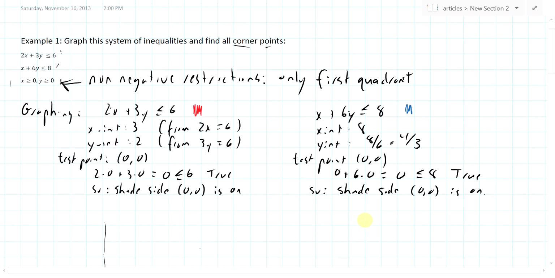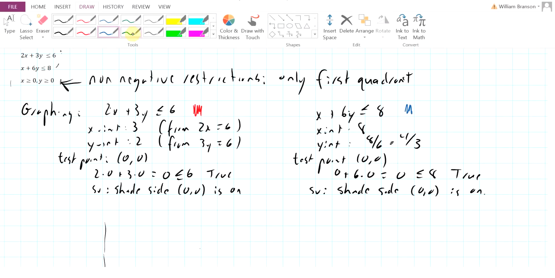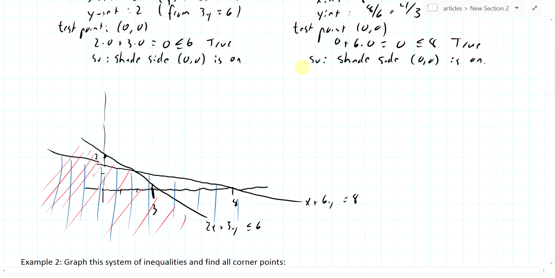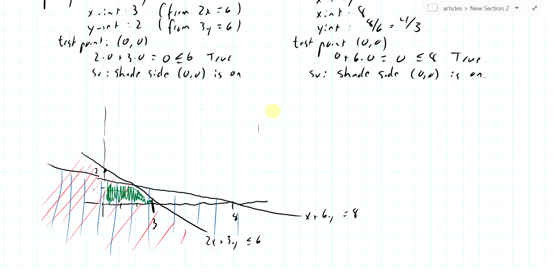So both, we should have, say, green. It's just this part that is the area that we want. And why just in the first quadrant? That's from my non-negative restrictions. Right? So that's my shaded in part.